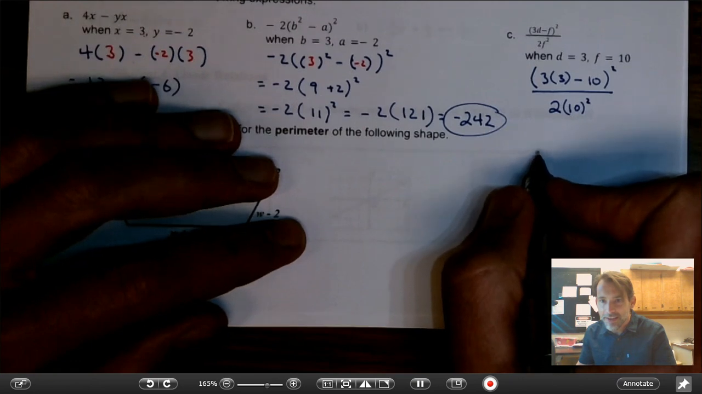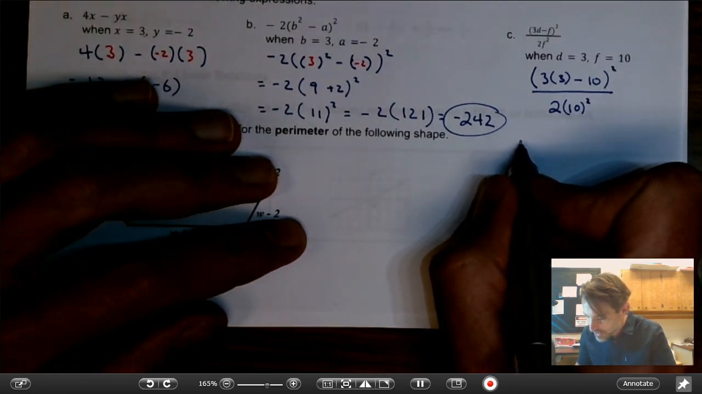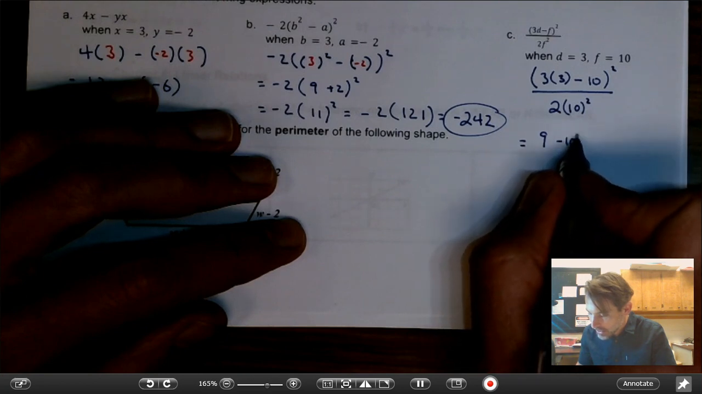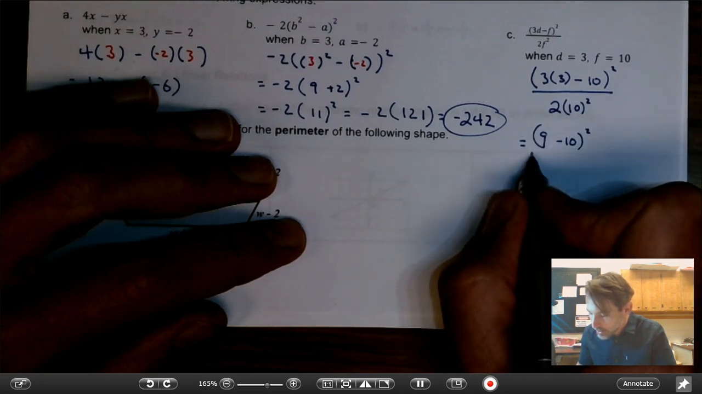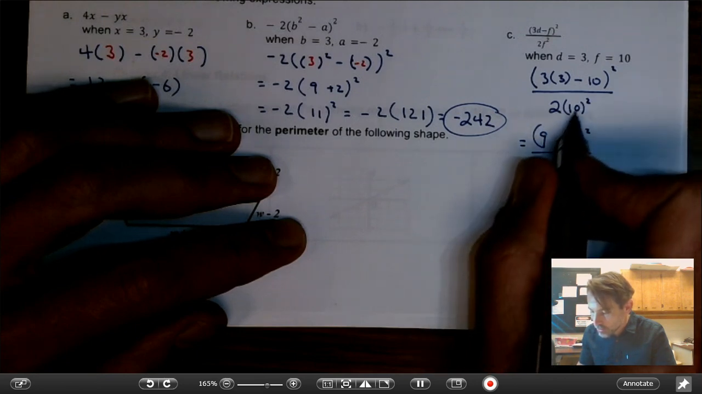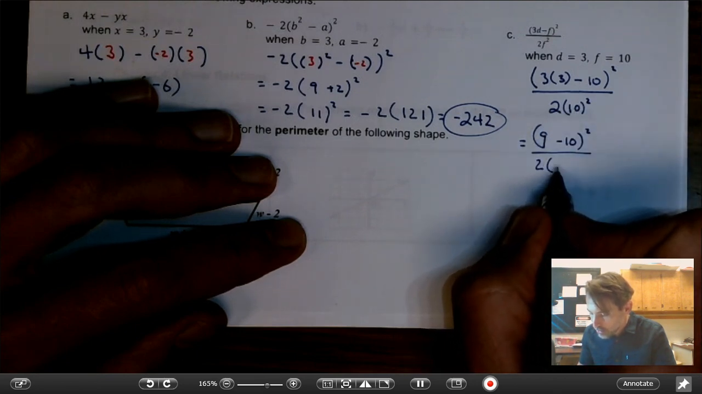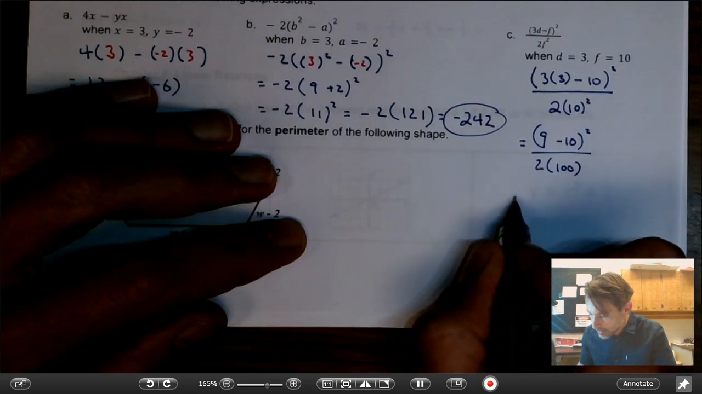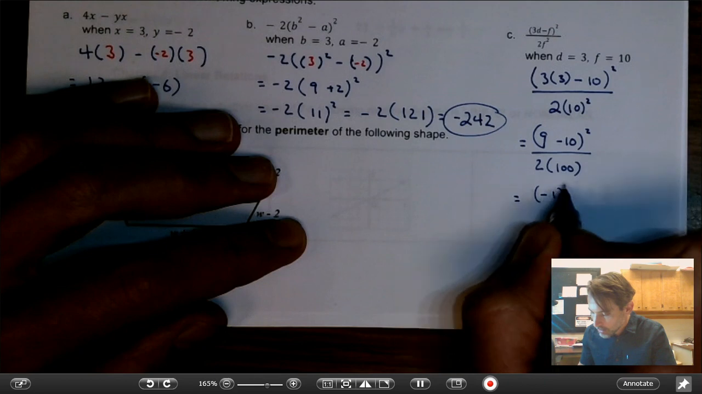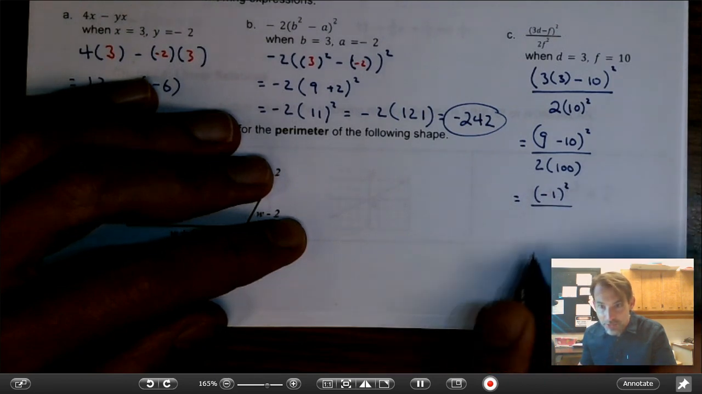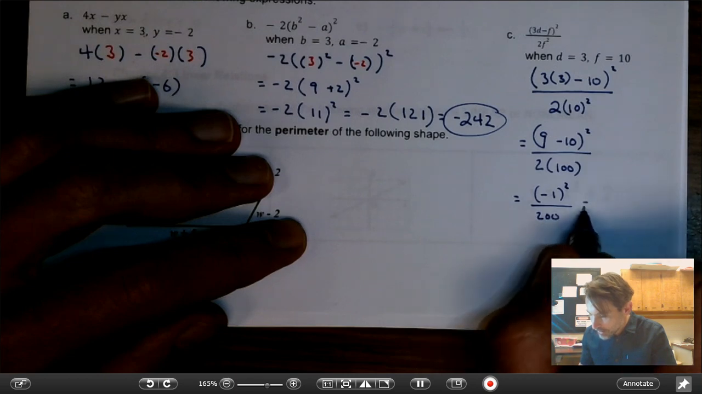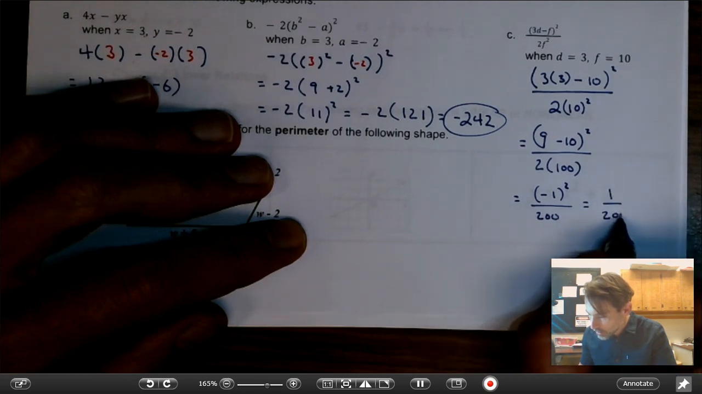All right. Now I'm going to move this up so I don't run into my face. 3 times 3 is 9. 9 minus 10 is negative 1 squared. Negative 1 squared is 1. 2 times 10 squared. Do the squaring first. So this is 2 times 100. And so 9 minus 10 is minus 1. We're going to square that and get positive 1. And we're going to be dividing by 2 times 100, which is 200.